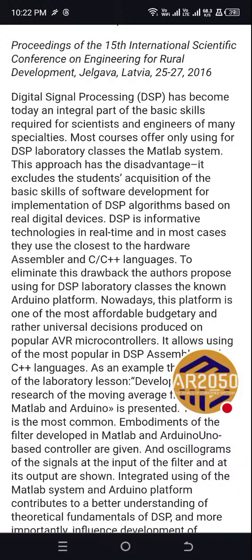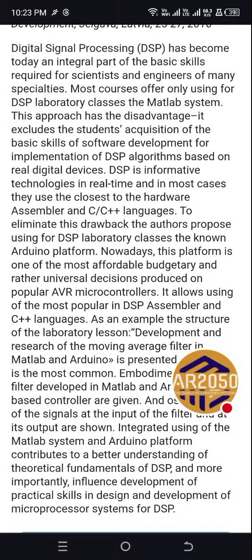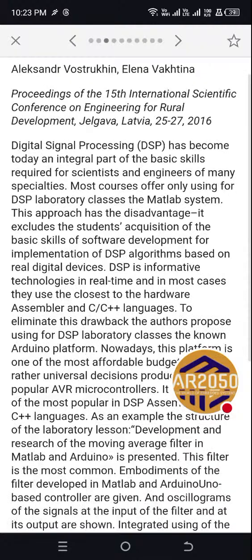So many specialists, most courses offer only using for DSP laboratory classes the MATLAB system is a disadvantage. Yes, this one is an important thing that most courses offer only using for DSP laboratory classes the MATLAB system. This one is a really bad idea. I mean, you cannot dispatch a MATLAB to an end product.